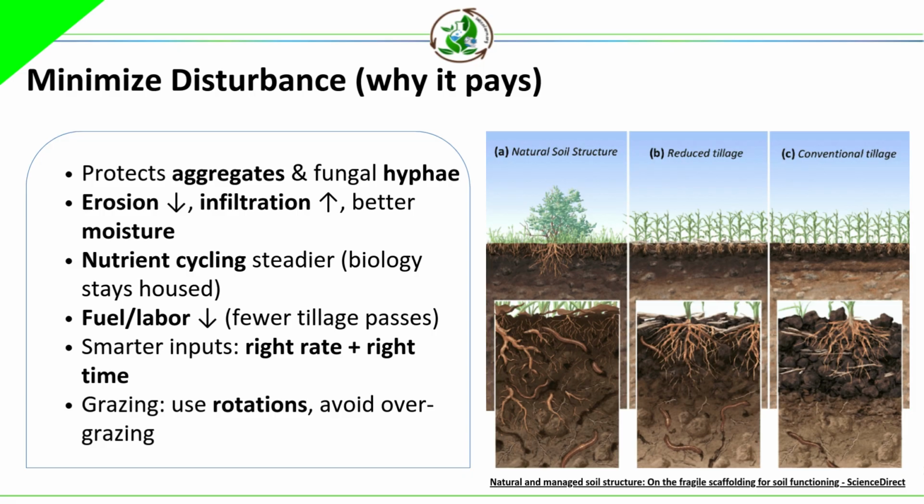Reduced tillage, or no-till, protects that soil scaffolding. It saves labor and fuel and keeps soil moisture steady. In pastures, rotational grazing, that is, moving sets of grazing animals or livestock through different crop cycles, prevents overgrazing and protects soil structure. So, by minimizing disturbance, we save soil biology and structure. That gives healthier soil, smarter use of inputs, and more resilient ecosystems.